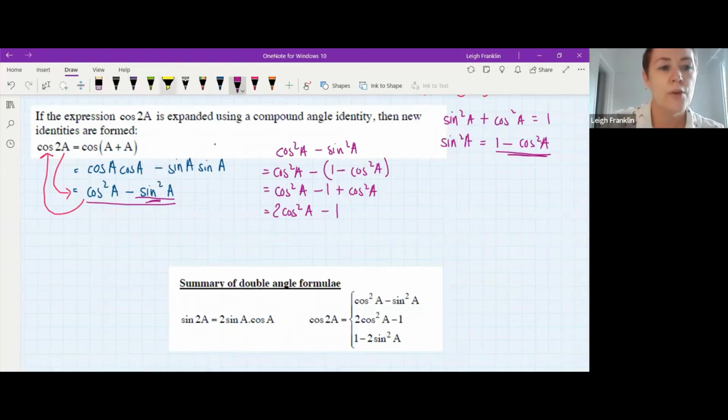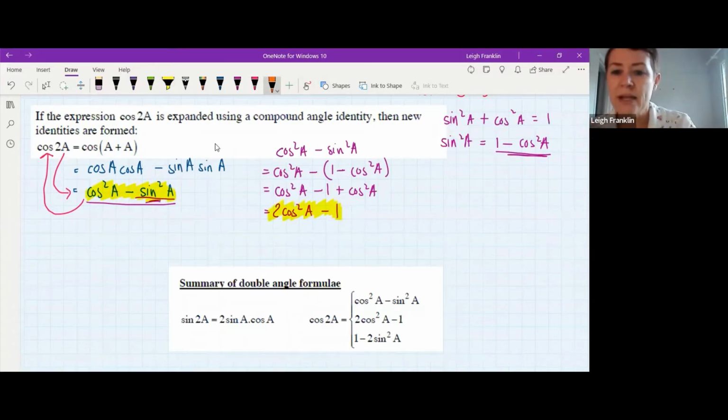Okay, so the cosine double angle expansion can be written as this. It can be written as cos squared A minus sine squared A. And it can also be written as 2 cos squared A minus 1. And there's actually a third way in which we can write it, and I'm going to show you that now as well.